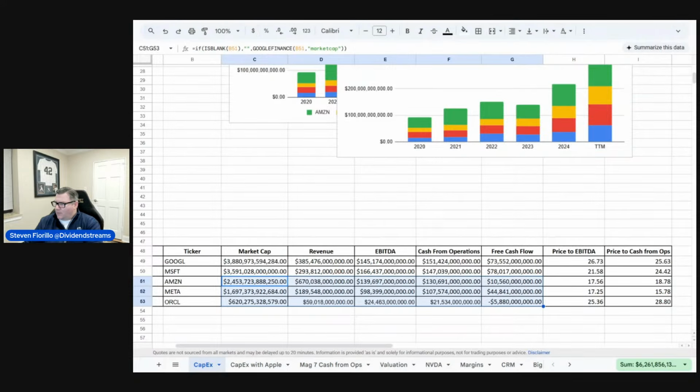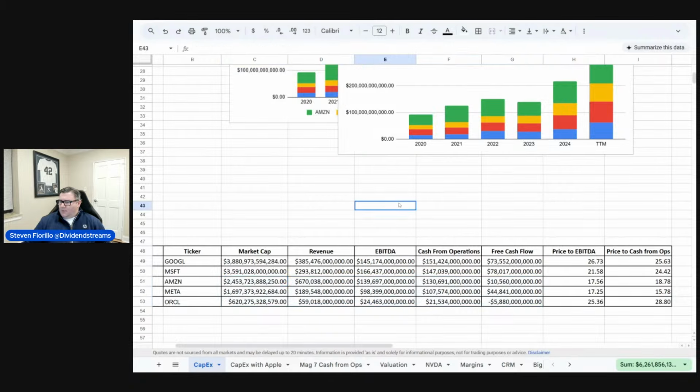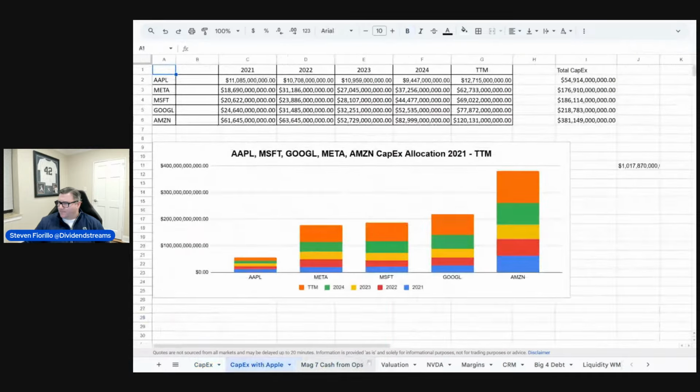So Oracle does a fraction of the EBITDA, a fraction of the cash from ops, negative free cash flow. I mean, you can't even put them in the same category as these companies. I don't even think it's worth it. I really don't. What do I have? There's another one with the debt.